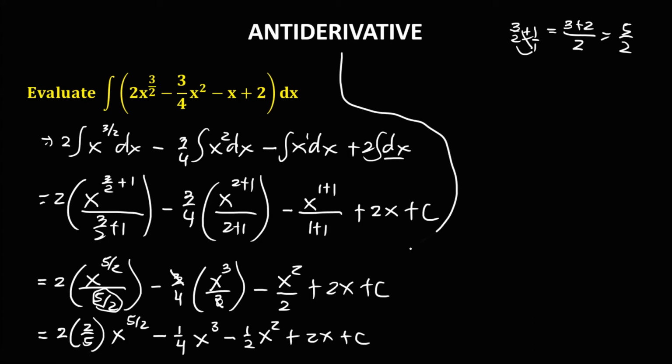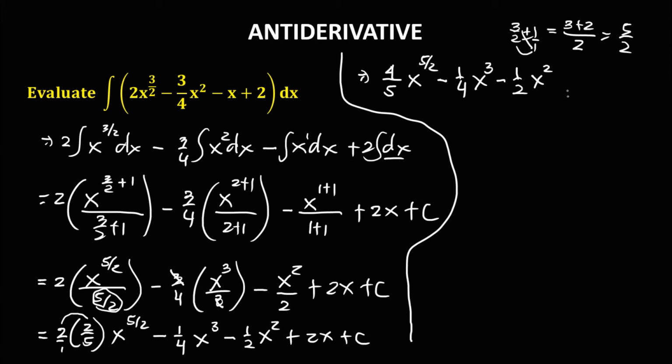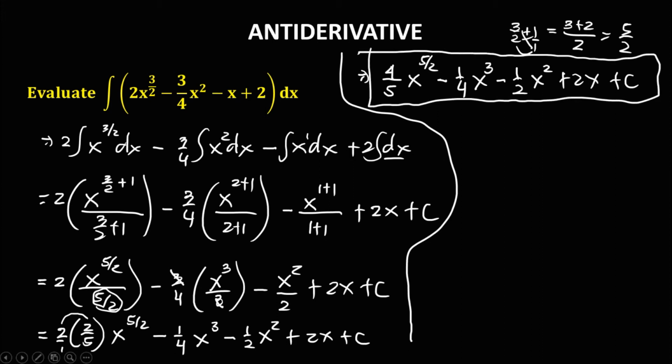Then simplify. So this one is over 1. So 2 times 2, this one is 4. Then over 5. Then x to the power 5 over 2. Then minus 1 over 4 x to the power 3 minus 1 half x to the power 2 plus 2x plus c. So this is now the antiderivative of the given integral.